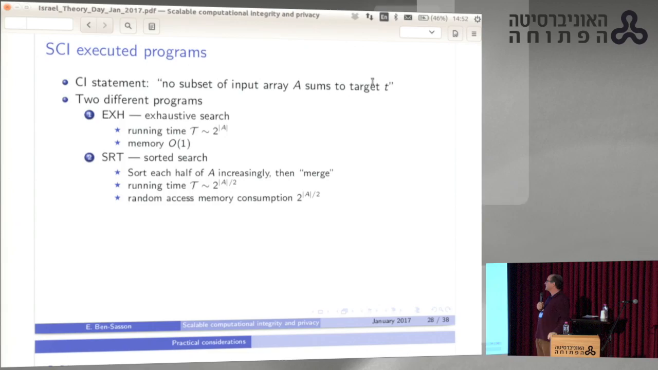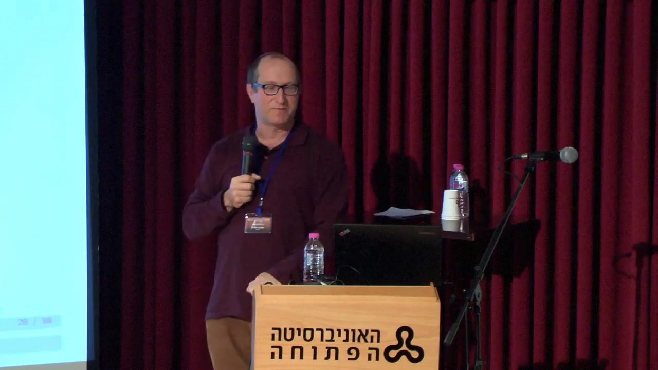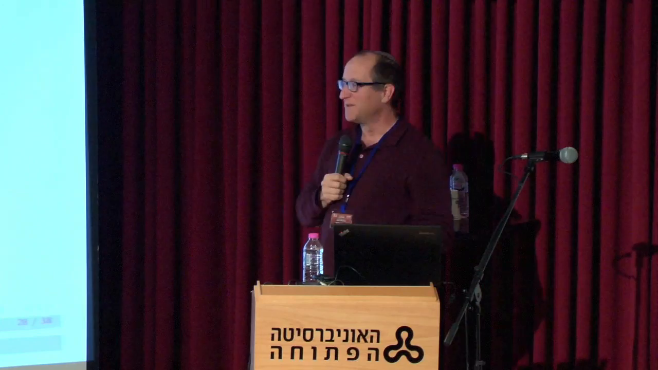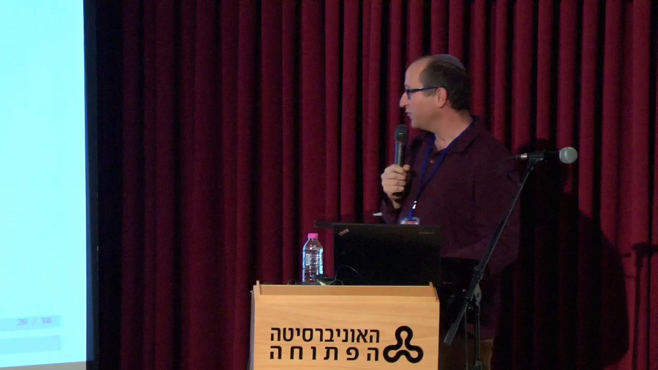So here, think about this very simple statement. No subset: it's the subset sum problem, but the co-NP version. So I'm proving to you that no subset of an array sums up to a target. Okay? And we ran two different programs. One of them is very time-consuming, but uses very little memory, and the other one uses a lot of memory, but is quadratically more efficient. So here are some numbers.